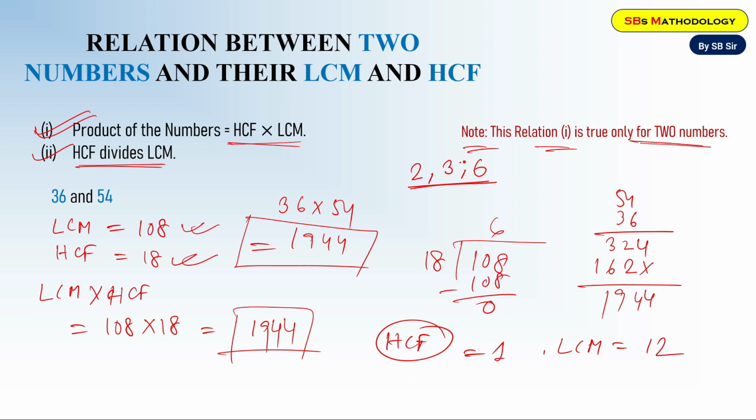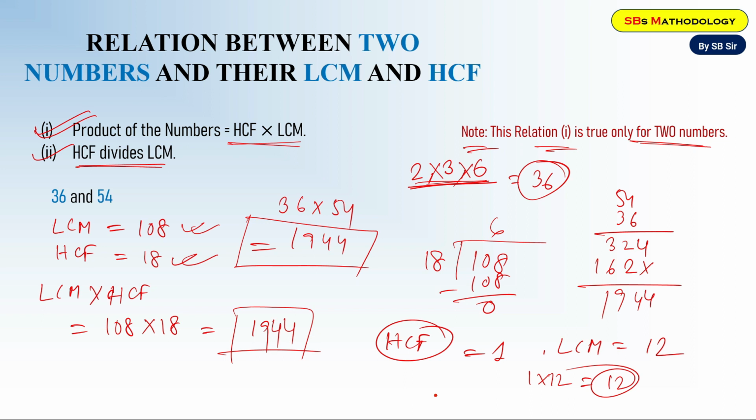Now if I take the product of the numbers, this gives 3 into 2 into 6, that is 36. Now if I take the product of the HCF and LCM, it gives 1 into 6, that is 6. So 6 does not equal 36, so the first relation does not hold for these 3 numbers. There are some sets of 3 or 4 numbers which satisfy this condition, but they are very few. There are numerous sets which do not satisfy the condition. So universally we cannot say that the first relation holds for more than 2 numbers. But the second relation always holds.